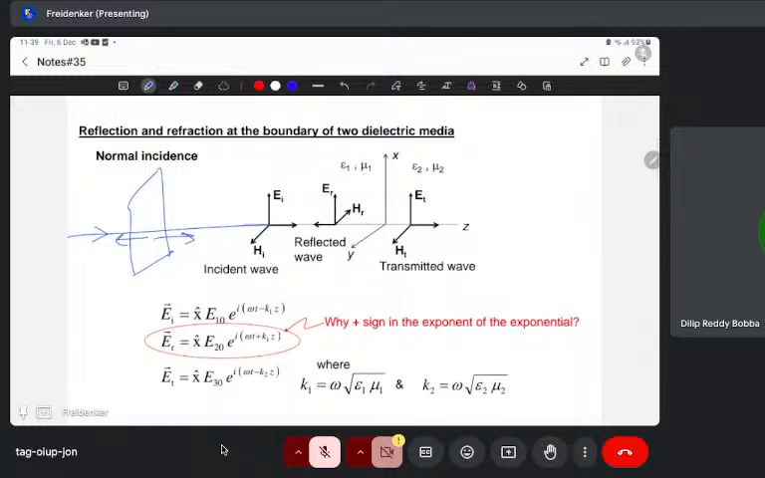Why does this happen? Because now imagine instead of a surface, there is a new medium altogether. So there is a new medium here. That is what is happening. How is it a new medium? Because your epsilon and mu are changing.